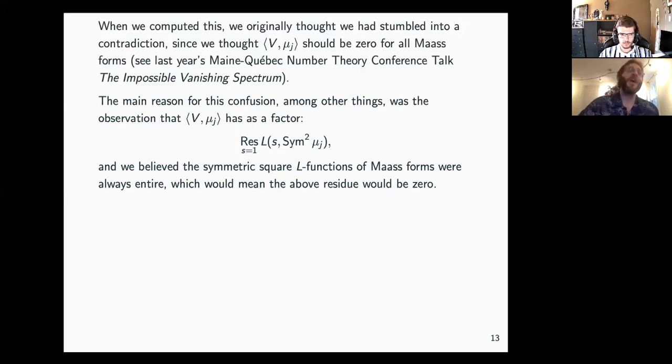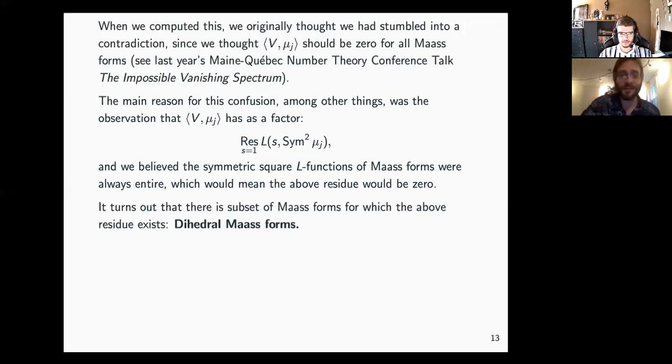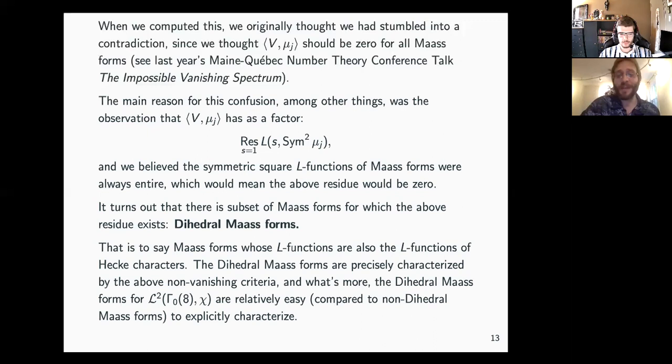And it turns out that we weren't considering a subset of Maass forms that are very well understood, but not usually paid a lot of attention to in the construction of these spectral expansions, because they're treated like everything else, which is dihedral Maass forms. Dihedral Maass forms, which are Maass forms that arise from Hecke characters, that is, their L functions are exactly the L functions of the Hecke characters, are exactly characterized as those Maass forms whose symmetric square L functions do in fact have a pole at s equals 1.